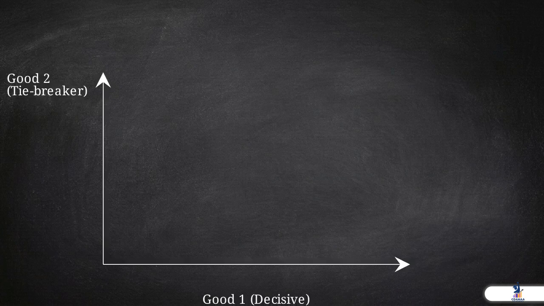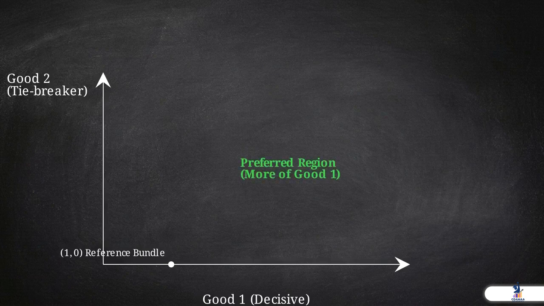This graph illustrates lexicographic preferences, the ultimate test of our final axiom, continuity. Here, goods are ranked like words in a dictionary. Good 1 is decisive, and good 2 only breaks ties. Watch what happens when we try to plot the preferred set for the bundle (1, 0). Any bundle with more of good 1 is preferred, regardless of good 2. But exactly at x1 equals 1, the limit point behaves strangely.